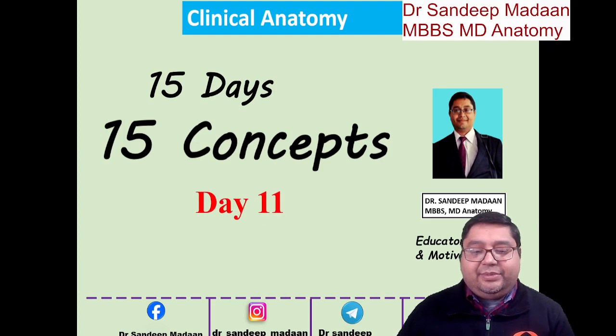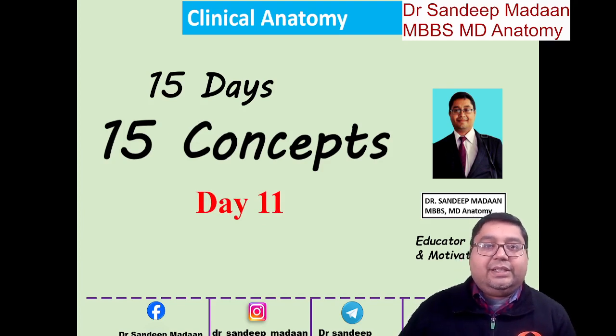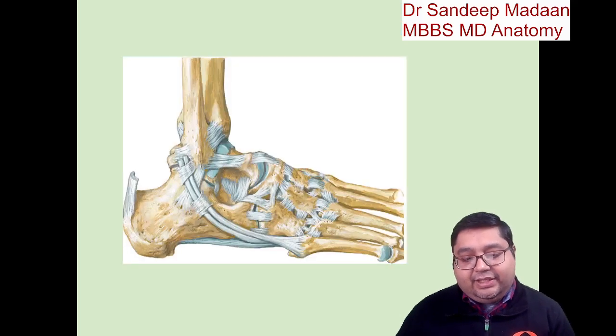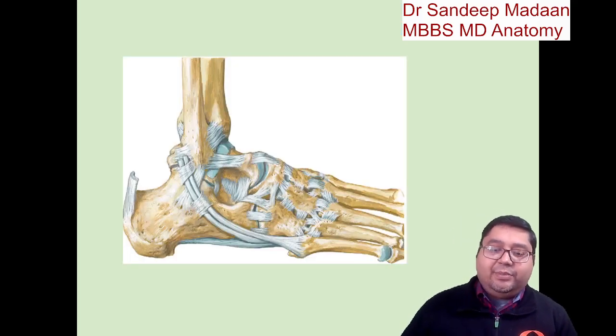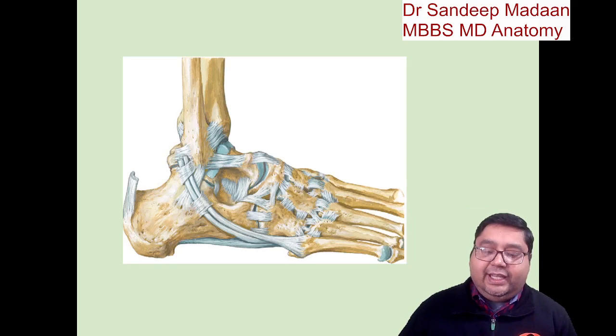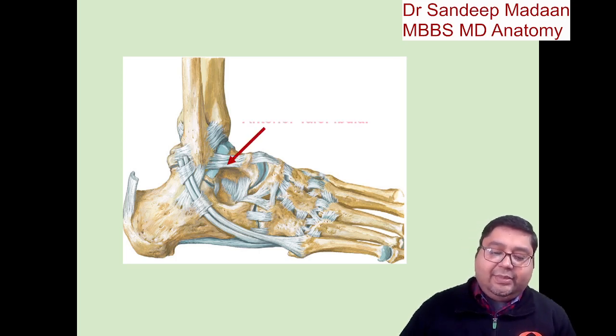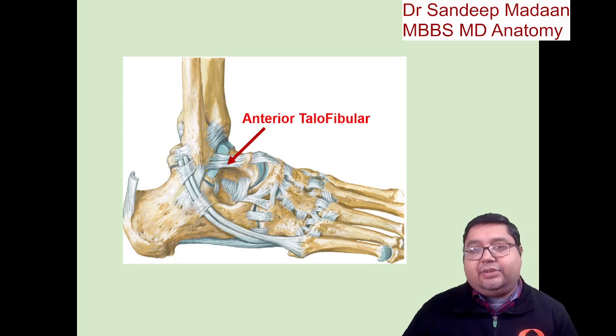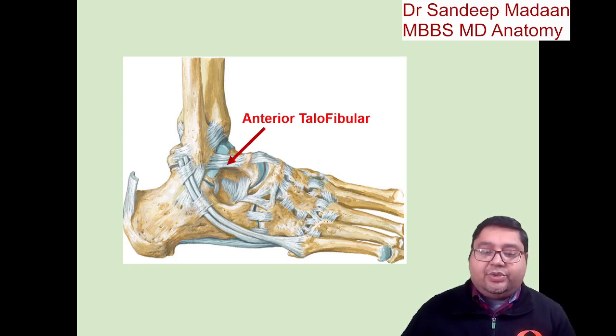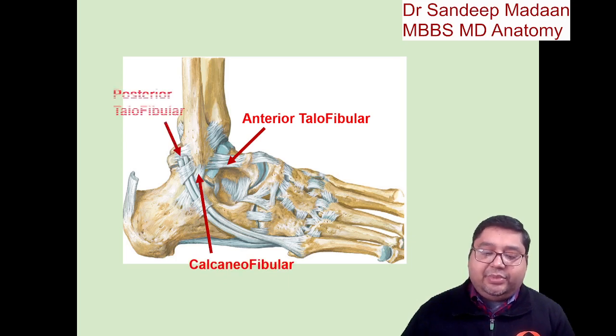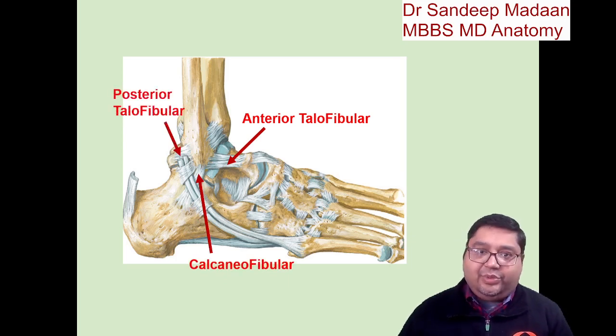So the concept today is to discuss the ligaments around the ankle and their injuries. Okay, so the ankle, when you see it from the lateral aspect, the bone here is the fibula, and the components of the lateral ligament of the ankle are named according to the names of the bones. For example, this ligament connects the anterior part of the talus with the fibula, so anterior talofibular. This will be calcaneofibular, and behind we have posterior talofibular.